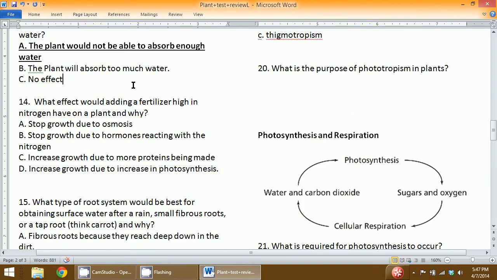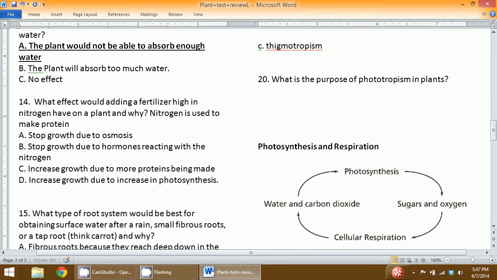What effect would adding a fertilizer high in nitrogen have on a plant, and why? Well, what you have to know about that is nitrogen is used to make proteins and nucleic acids. It's specifically important because of proteins, which they need a lot more of than nucleic acids. So they will increase growth due to proteins being made, probably. Too much protein, of course, like anything in life, too much is generally bad, which means the plant would probably just die.